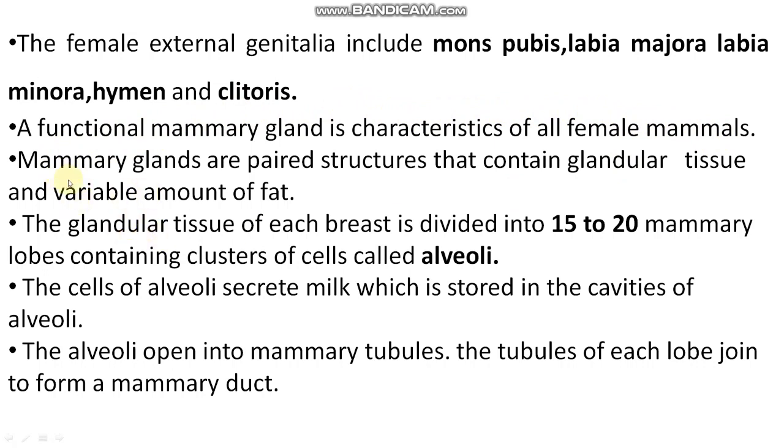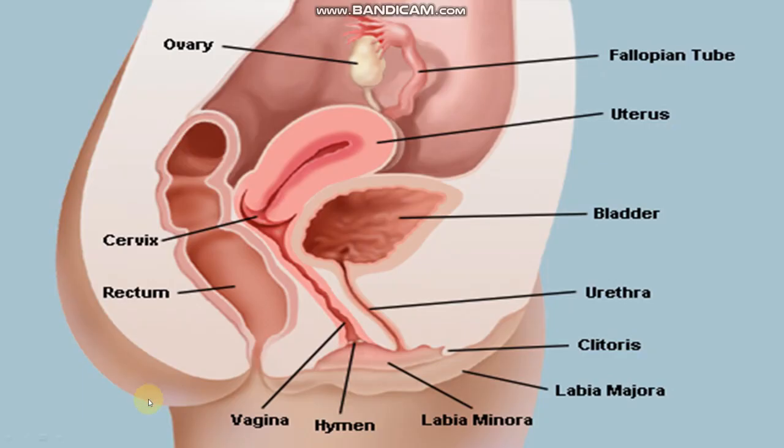You people know about the mammary gland. This is the structure of a mammal. Mammary glands are characteristic of mammals. Mammary glands are paired structures that contain glandular tissues and a variable amount of fat. The glandular tissue of each breast is divided into 15 to 20 mammary lobes containing clusters of cells called alveoli. The cells of alveoli secrete milk, which is stored in the cavities of alveoli. The alveoli open into mammary tubules. The tubules of each lobe join to form a mammary duct.